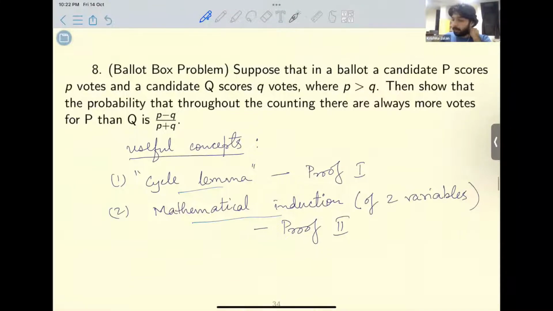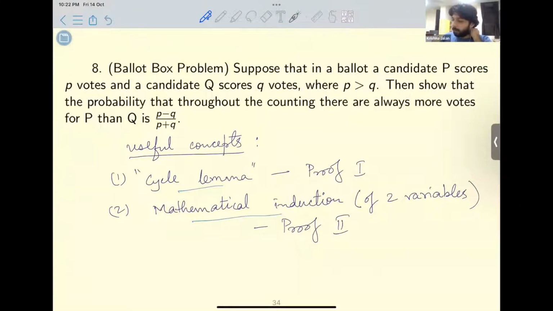Okay, so let's see what this is. Ballot means some elections are going on and there are two candidates P and Q, which score Q votes and P votes. Q scores Q votes and P scores P votes, where P is assumed to be greater than Q. Then show that the probability that throughout the counting process P was always ahead of Q is P minus Q by P plus Q.